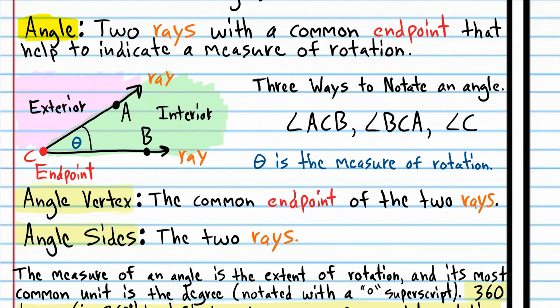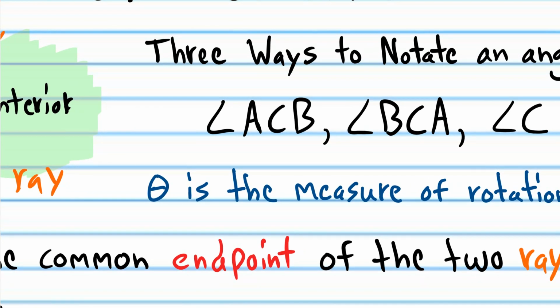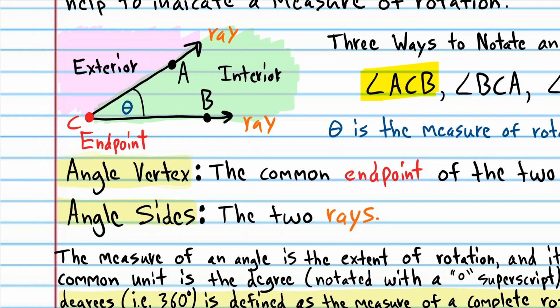So we can notate an angle in various ways. You see this notation here. We use this symbol to show that it's an angle. And you see we have three letters. So here's an example of notation we use for an angle. And you see that the common endpoint of the rays is at the center. That's the important thing. That common endpoint has to be the center letter.